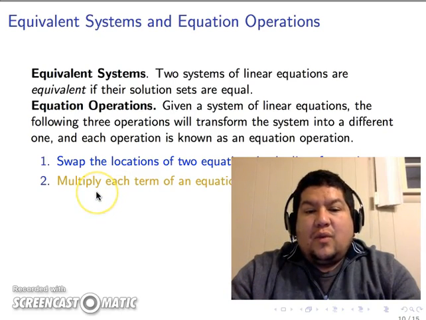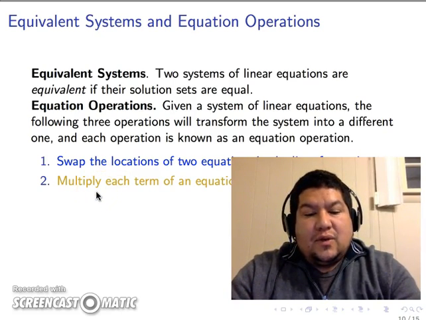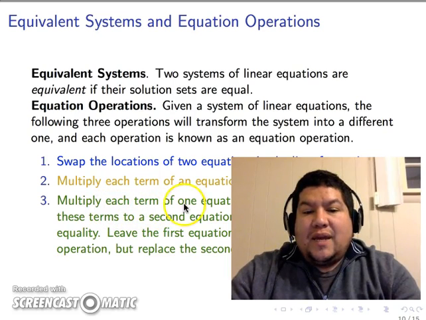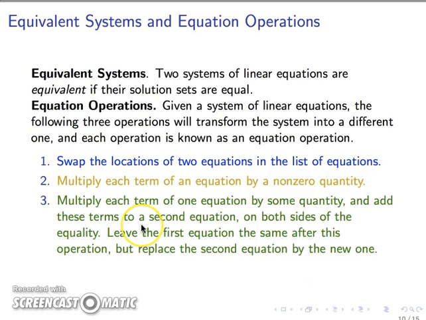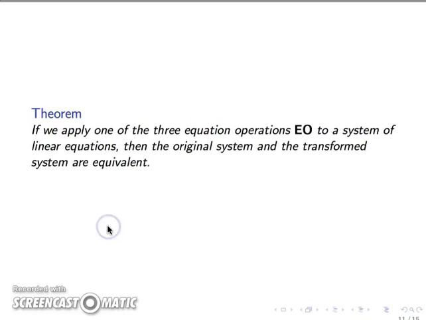Another one is multiplying one of those equations by a non-zero quantity. And the next one is to multiply each term of the equation by some non-zero quantity, add these terms to a second equation on both sides of the equal sign, leave the first equation the same after this operation, but replace the second equation with the new one. Okay, so we can see this in action in one specific example.